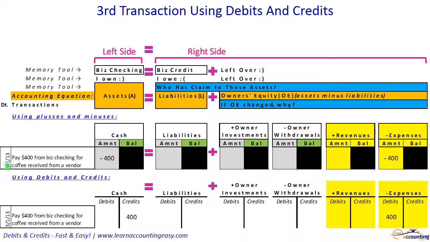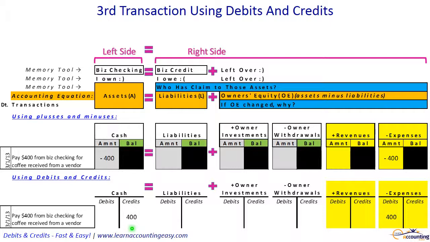In the third transaction, where we paid $400 from business checking for coffee received from a vendor, when we were using pluses and minuses, we put the minus 400 here in the cash account. And then we knew this was an expense, so we went over to the expense account over here and we did minus 400. Now, when we use debits and credits, we'll start down here with the cash account.